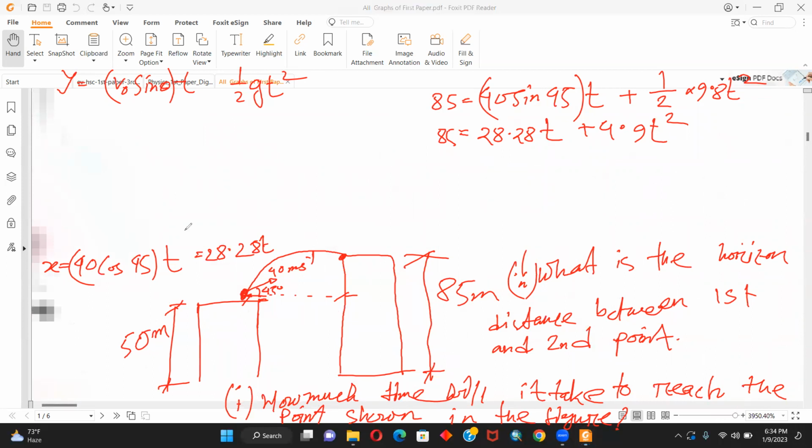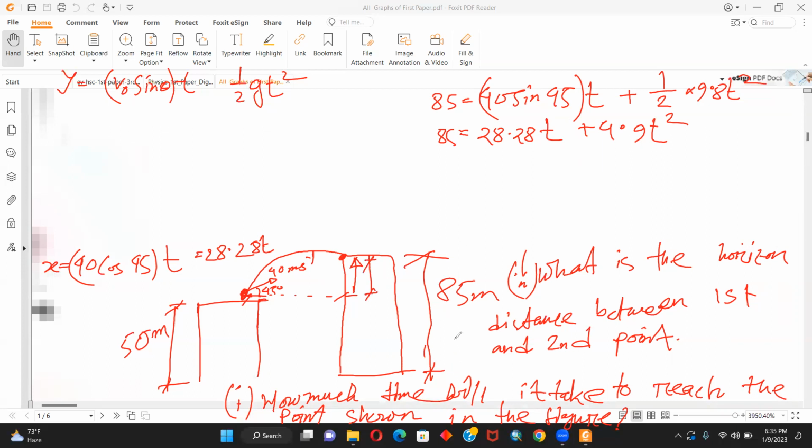Now the point is, what is y? What do you think here? Y is the vertical distance, right? The vertical distance between the first point and the second point. Okay, so now it is going upwards. This is the actual difference in height.